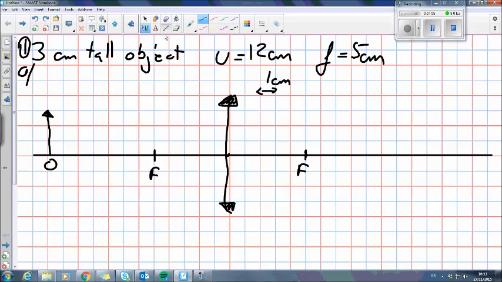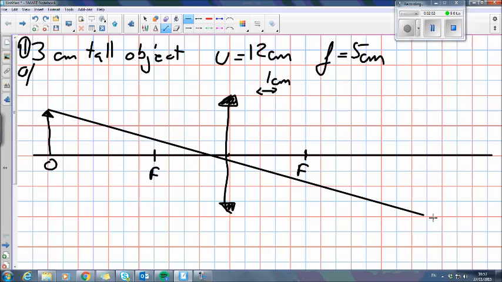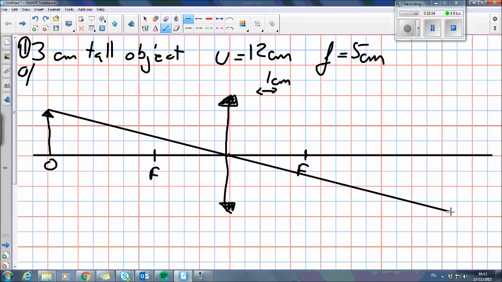Now I can start to construct the principal rays. So the first one I'm going to construct is a central one, going from the tip of my object straight through the center of my lens. There, the center going straight through, unchanged. The only ray going through a lens that remains unchanged.